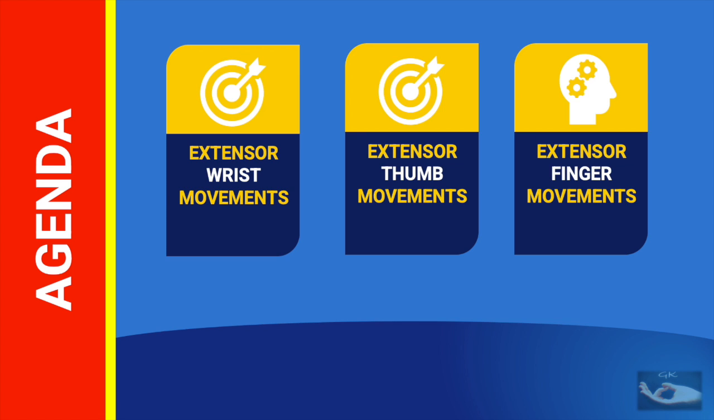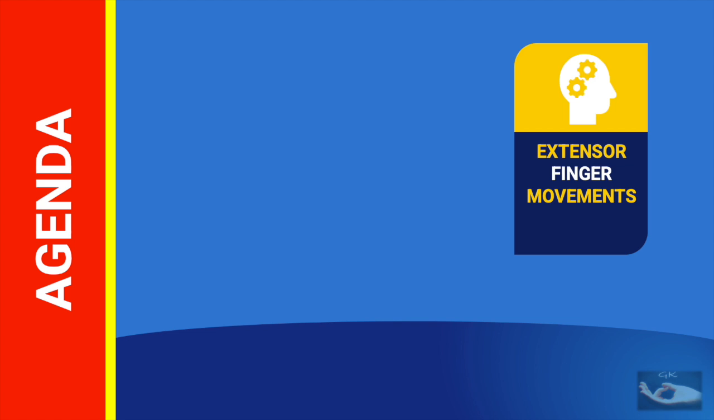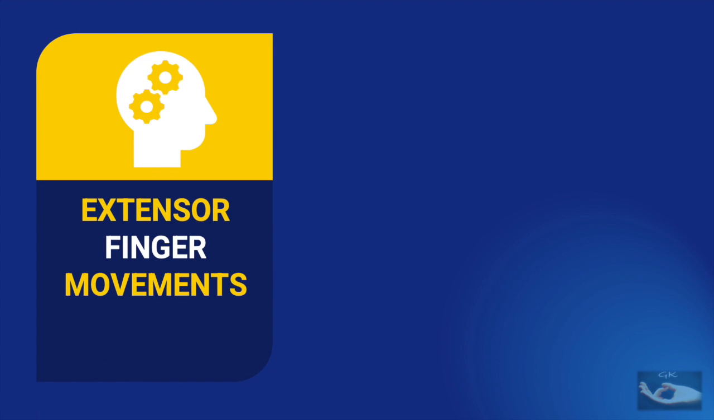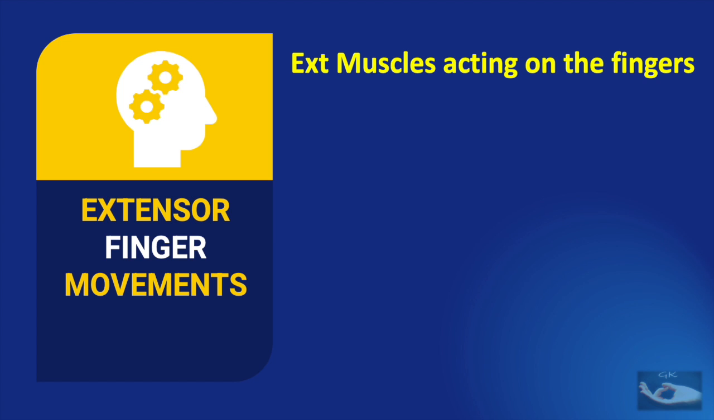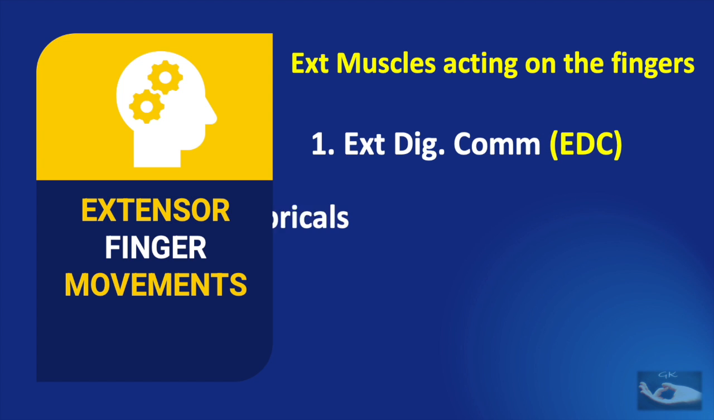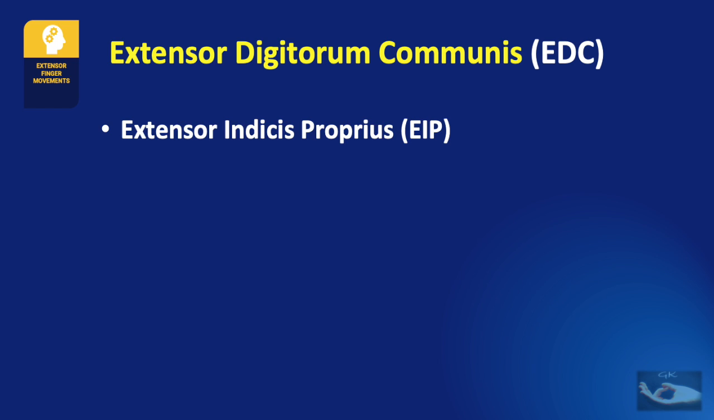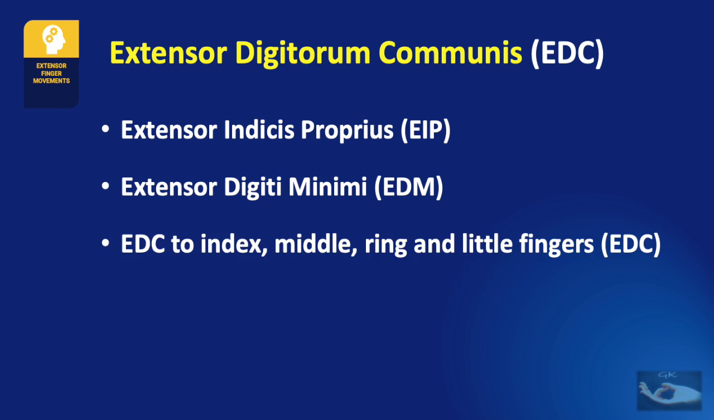Having seen the extensor wrist movements and the extensor thumb movements, we shall now see the finer aspects of the finger movements that occur not only on the extensor side but also the flexor side. The extensor muscles acting on the fingers are the extensor digitorum communis, the lumbricals and the interossei. And when we consider the extensor digitorum to the fingers, we shall also be considering the extensor indicis proprius, the extensor digiti minimi, the extensor digitorum communis proper to the index, middle, ring and little fingers.